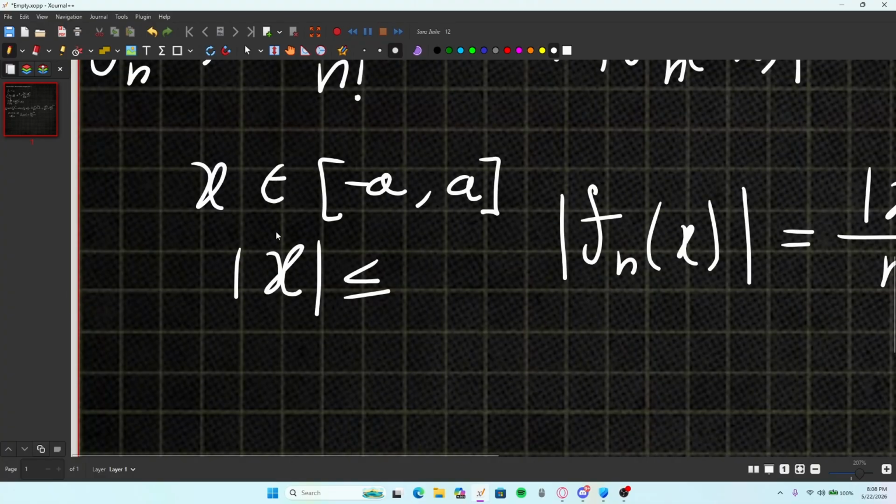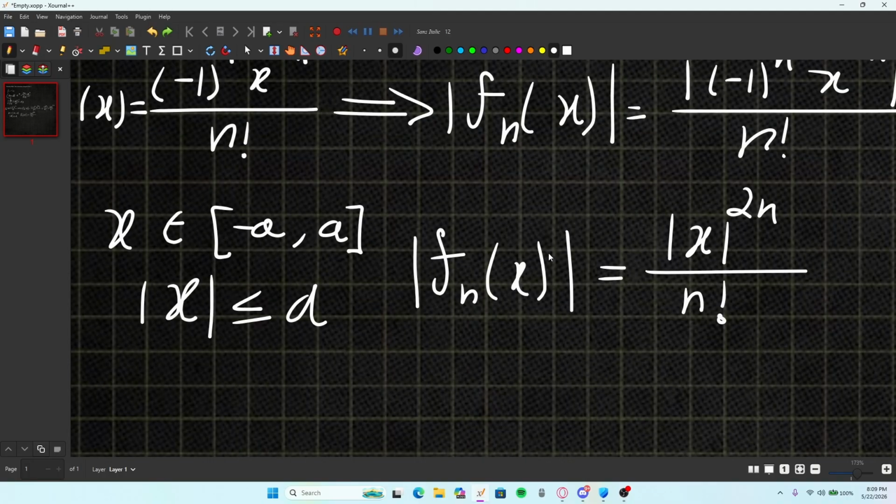Therefore, the absolute value of x is less than or equal to a. Less than or equal to because it is inclusively bound. Here's what we're going to do next. We're going to replace the absolute value of x with a. This is possible because, again, less than or equal to.